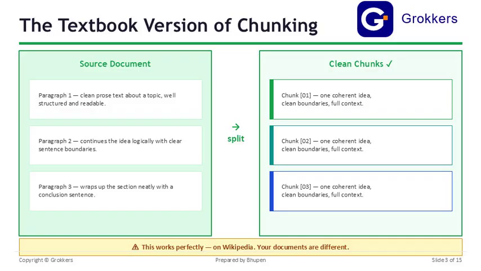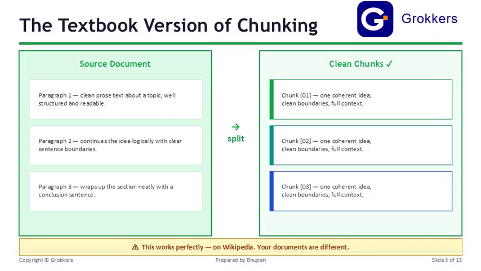You have a clean document, you split it by paragraph or by a fixed token count, and you get 3 neat chunks, each containing one coherent idea with clear boundaries. The left panel here shows the input, well-structured prose with logical paragraph breaks. The right panel shows the output, 3 chunks, each labeled, each self-contained. It is a satisfying diagram.